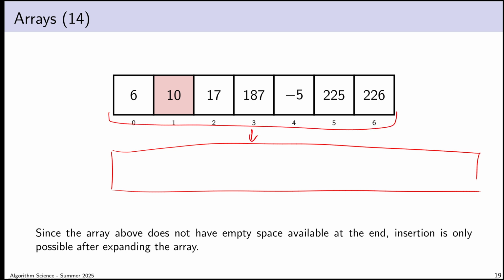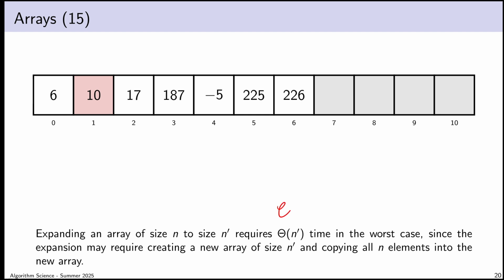Certainly, copying everything from one array into another requires an amount of time proportional to the number of elements in the array that I started with. So certainly, at minimum, it takes big theta of n time to go from an array of size n to an array of size n prime, although I will treat it as taking big theta of n prime time.